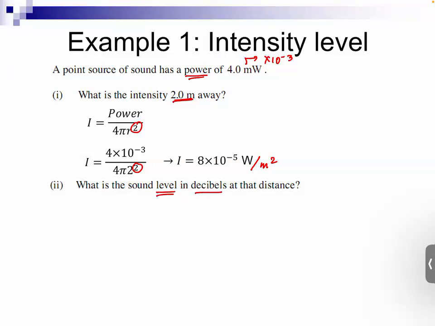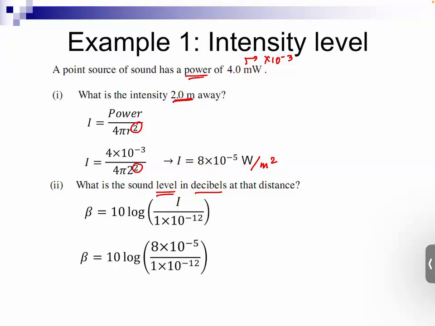What is the sound level in decibels at that distance, 2 meters away? So you know the intensity. It's essentially a conversion problem, right? Converting intensity in watts per meter squared to intensity level in decibels. So in decibels, you have 10 log of the intensity, which is what you found earlier, 8 times 10 to the minus 5 divided by 1 times 10 to the minus 12. Do the division, take the log base 10, times 10, and that gives you an intensity level of 79 decibels.